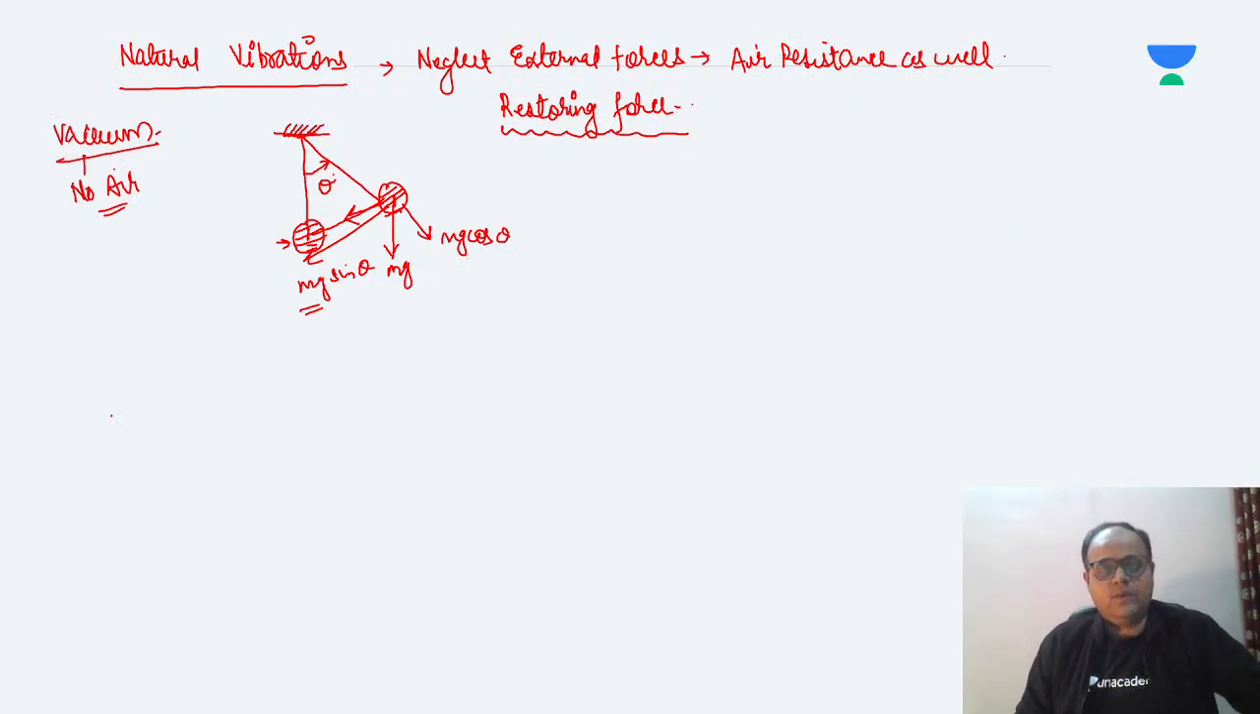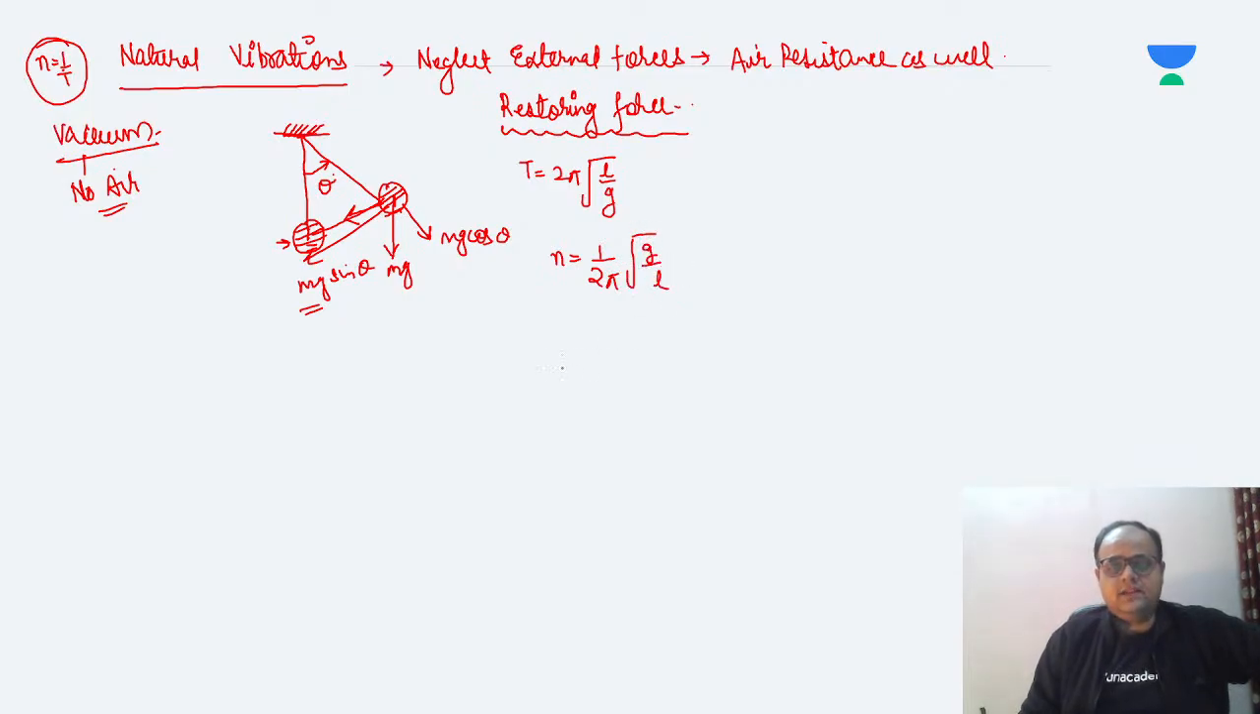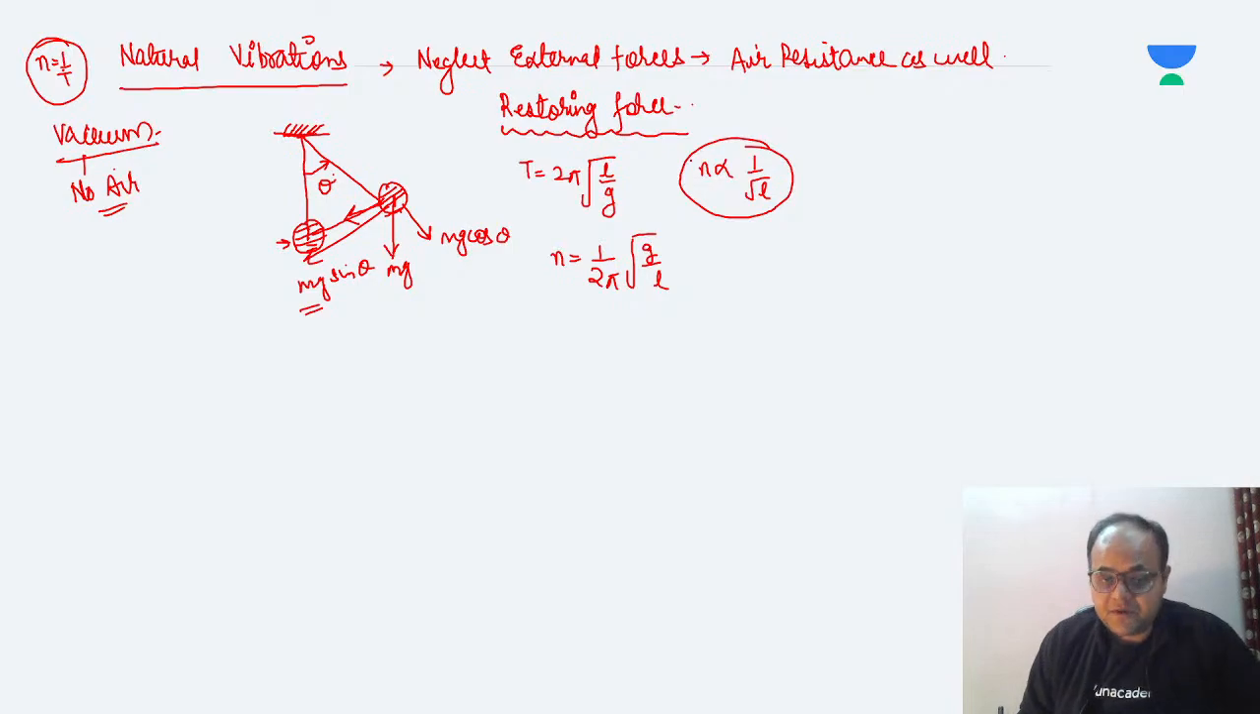So if I ask you, can you tell me any example of a natural vibration? I have given one example, that of a simple pendulum. We know that the time period of a simple pendulum is T = 2π√(L/g), and n = 1/T. We know that the frequency is the reciprocal of the time period, and we are bothered about the frequency. Vibrations means frequency; frequency is the decisive factor. So n will be 1/(2π) √(g/L). So we have to remember a few questions as well.